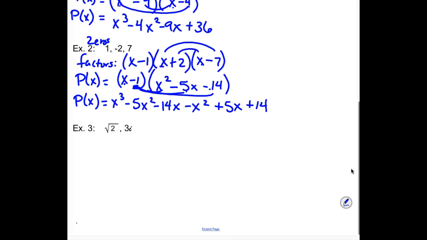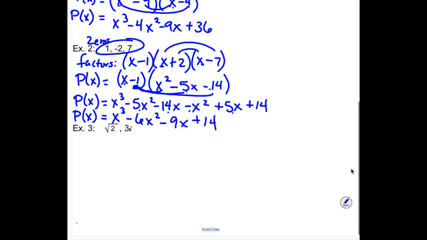And now I just want to clean it up, combine any like terms. So I have an x cubed. I have a negative 5x squared and a negative 1x squared, which would be negative 6x squared. I have a negative 14x and a 5x, which is going to get me negative 9x. And then I have a constant of 14. So again, I could graph that on my calculator and check that it is hitting the x-axis in those three spots.